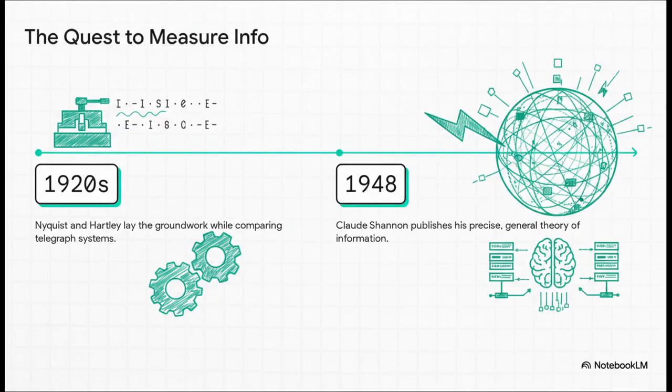You know, this quest to measure information actually started way before computers were a thing. Back in the 1920s, engineers like Nyquist and Hartley were already wrestling with how to compare different telegraph systems. But the real game changer came in 1948 when a brilliant mathematician named Claude Shannon published a theory that would become the absolute bedrock of our digital world.